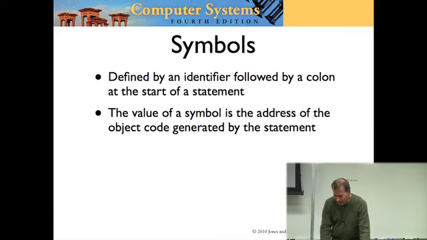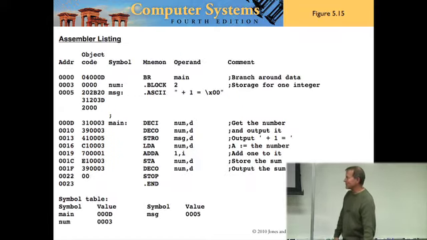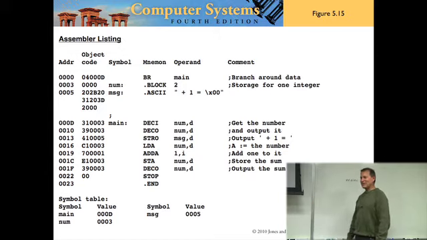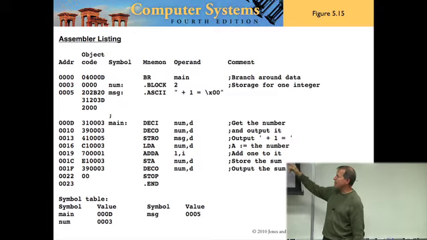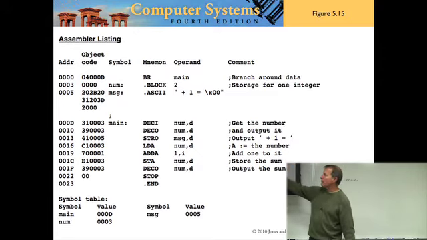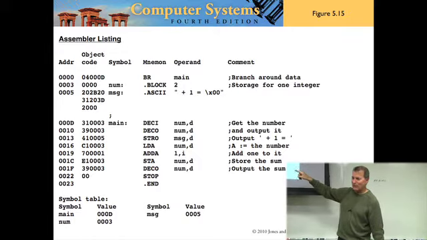So here's that program written with symbols in figure 5.15. Now look at this, you guys. Look how slick this is. Now what does the programmer do? Instead of saying branch to 0x000D, you can just say branch to main. And then you put main colon in front of the statement that you want that to be.